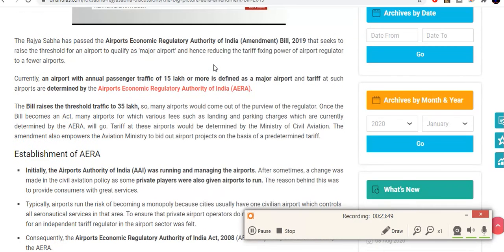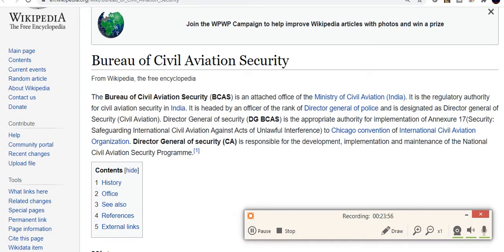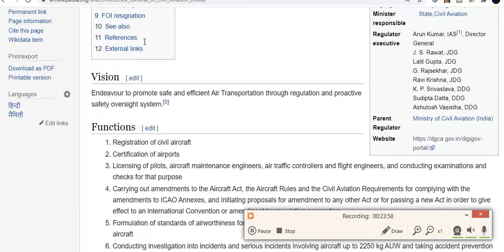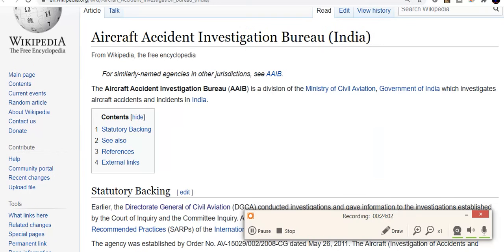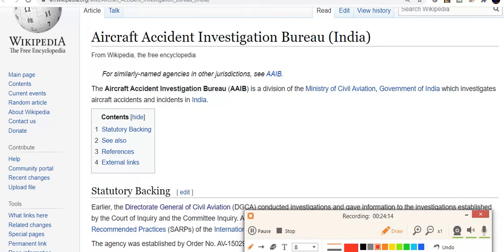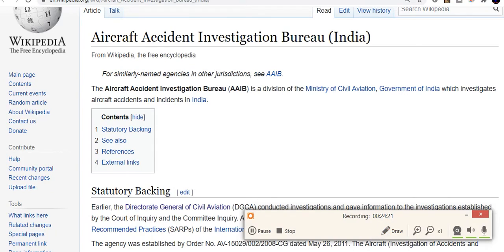But for your public administration, just remember this body, AERA for economic regulation, BCAS for security regulation. For general regulation we have the body called DGCA, with a very broad ambit, and there is another body for investigation, the Aircraft Accident Investigation Bureau. Okay, so these are the things you should keep in mind when it comes to this kind of article, when it comes to civil aviation. So today we have covered the entire regulation of civil aviation in a very detailed manner.